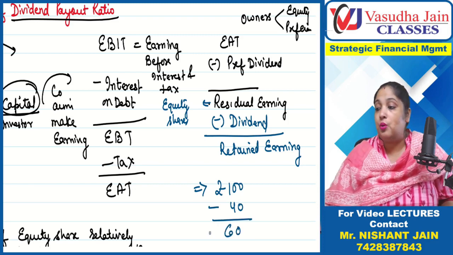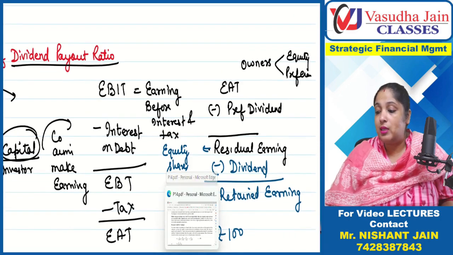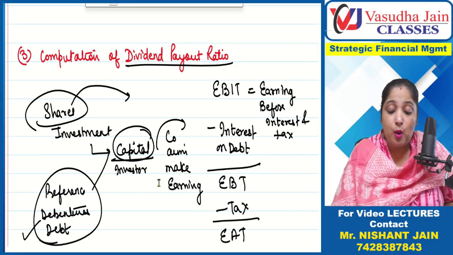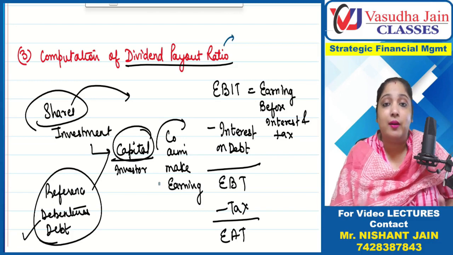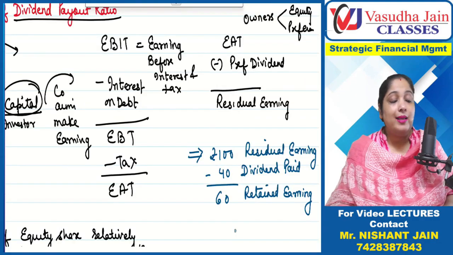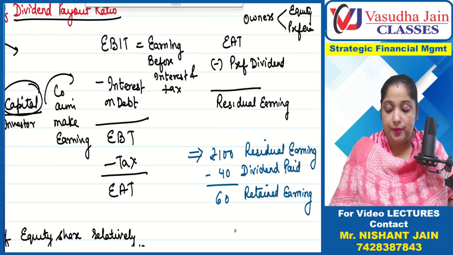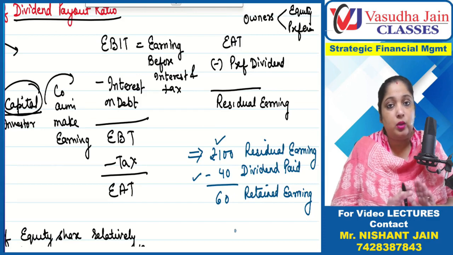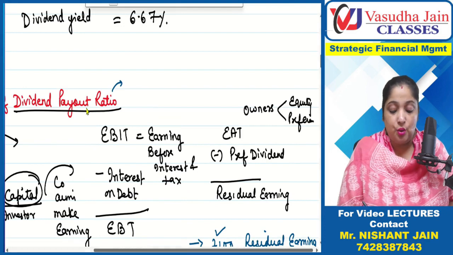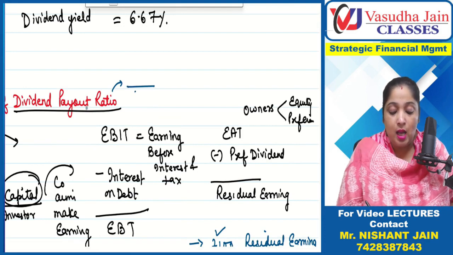So the question is asking you, what is the dividend payout? So basically it is asking you the dividend payout ratio, that is how much was the earning available. So in our example, the residual earning is 100, and we have paid dividend of only 40. This much only dividend paid out. So in the dividend payout ratio, the formula is dividend per share upon earning per share.